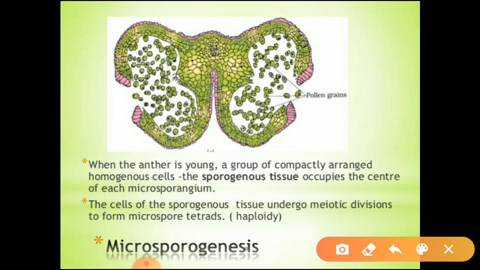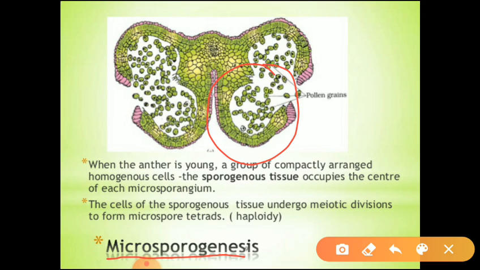Today we are going to learn microsporogenesis. In the previous video we already discussed the microsporangium, LS of flower and floriculture, etc. Today we will learn about microsporogenesis. What is microsporogenesis? It is the formation of microspore or pollen grains from the microspore mother cell. Let us discuss more about the formation of pollen grains.